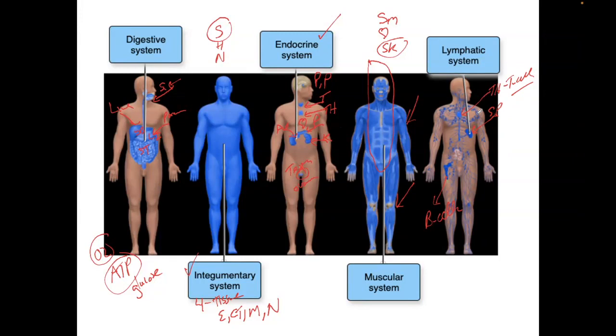Okay, the only other system that's not covered here that isn't shown is the reproductive, which is the male and female reproductive tract, but that we'll go over much later in the course.